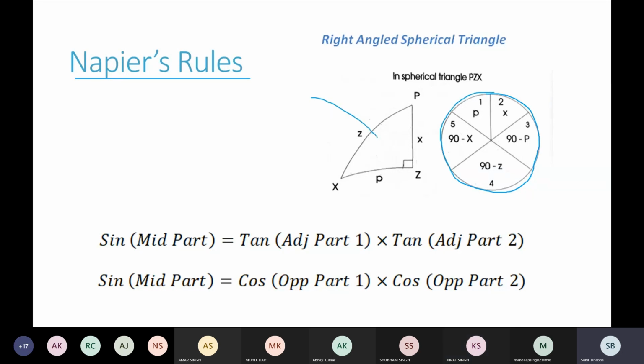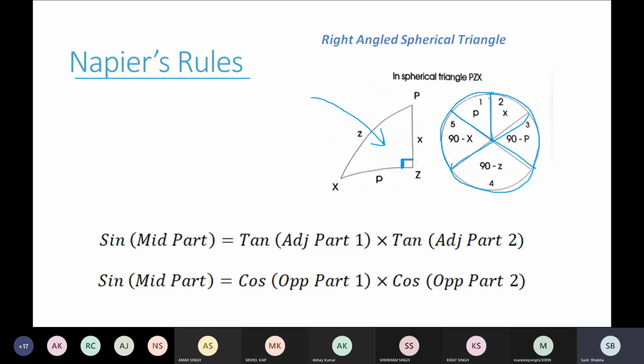We have this PZX triangle, which is a special spherical triangle. You can see here that this angle Z is 90-degree angle. So it's a special spherical triangle. So when we apply the Napier's rule, we make this circular diagram. And in this circular diagram, we divide this diagram into 5 parts. Okay, so you can see these are the 5 parts in which we divide it.